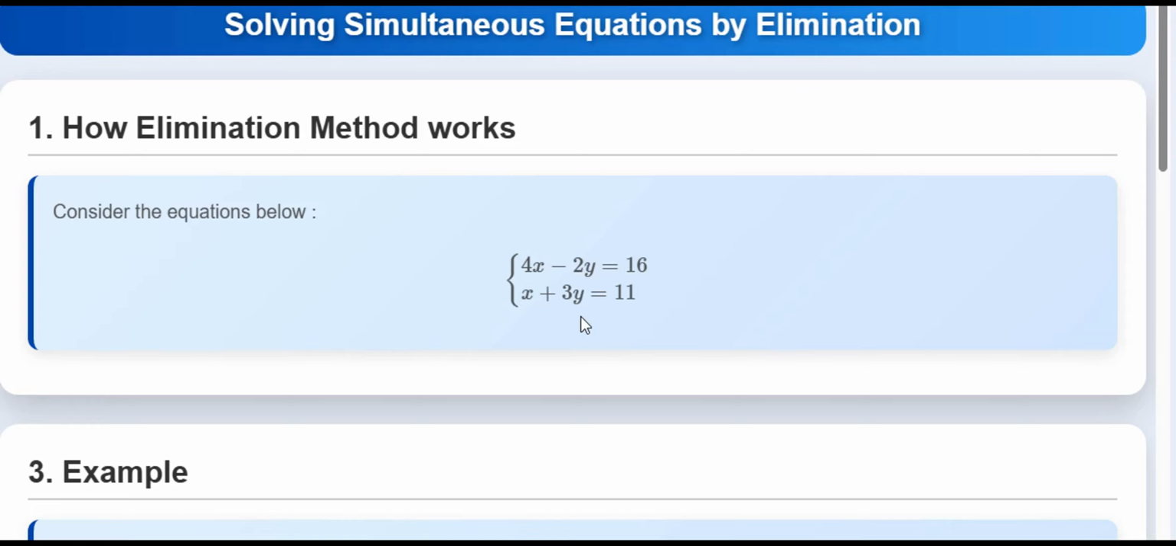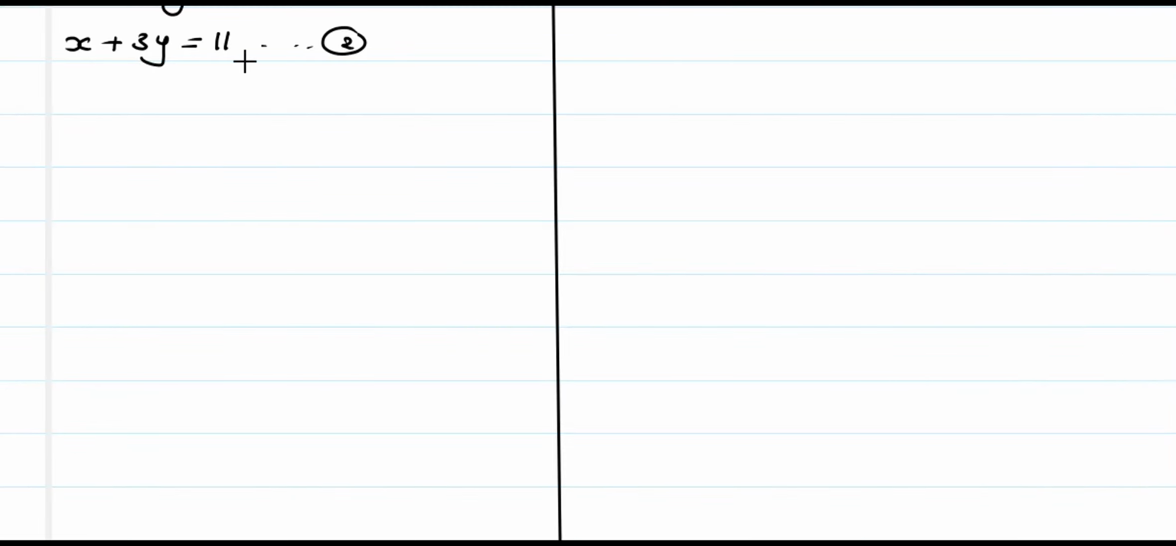Let me first copy the equations in my board. Let me call this equation 1 and this equation 2. So how elimination works is, I want to force one of these unknowns to look like the other. So in this case, for example, when I have x in the second equation, I can force it to be 4x so that it can look like the 4x in the first equation.